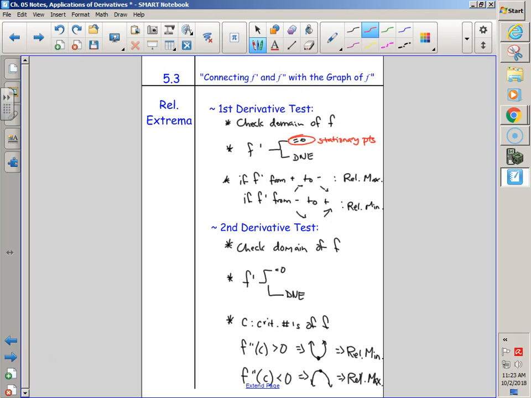The second derivative test, you're still checking domain, you're still finding the critical numbers, using the first derivative. Everything's the same until the final analysis. First derivative, sign chart of a first derivative, or I should say checking the behavior of the first derivative. The sign of the first derivative, which indicates the behavior of f.